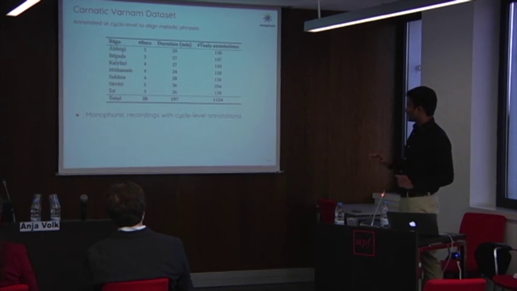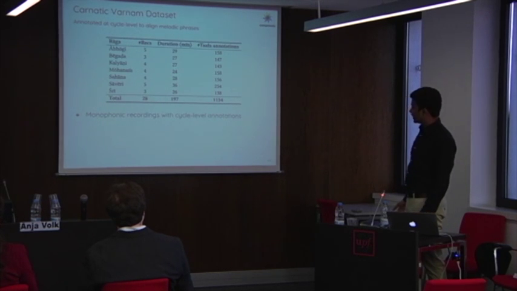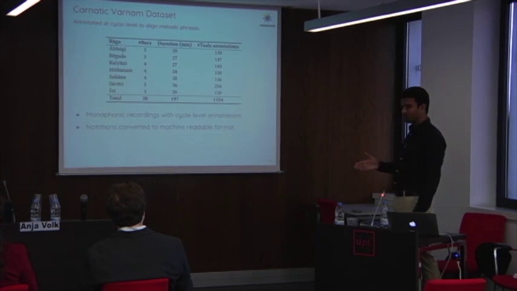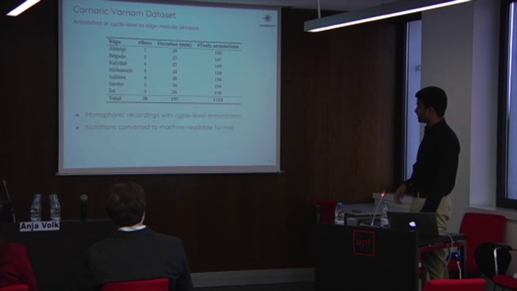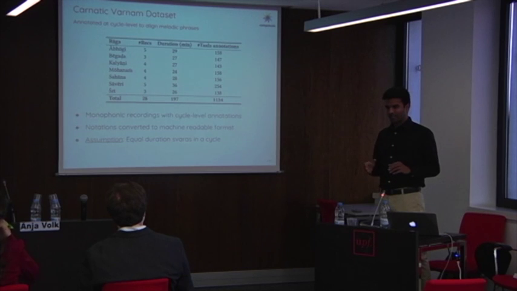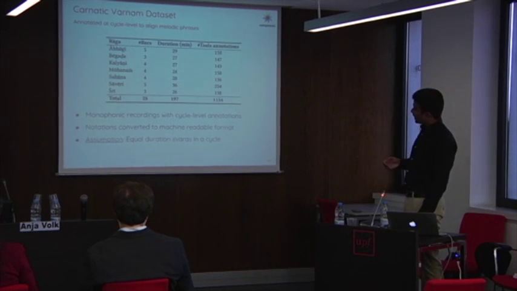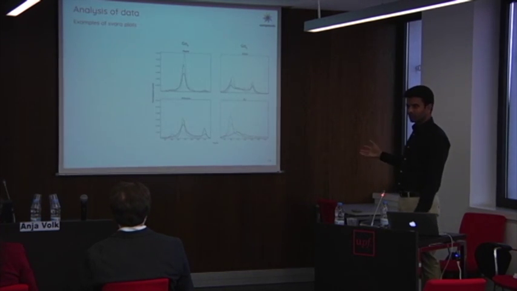So this is the data set with 7 ragas, and each raga has one composition being sung by at most 5 artists and at least 3. All of these are monophonic recordings, and they are annotated at cycle level for rhythmic information. And we converted a few of the symbolic notations to a machine-readable format, in our case YAML. And we made a big assumption that within each annotated rhythmic cycle, the swaras are sung for an equal duration of time. We validate that assumption before using this data.